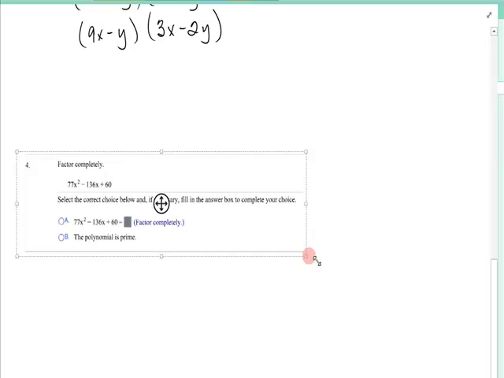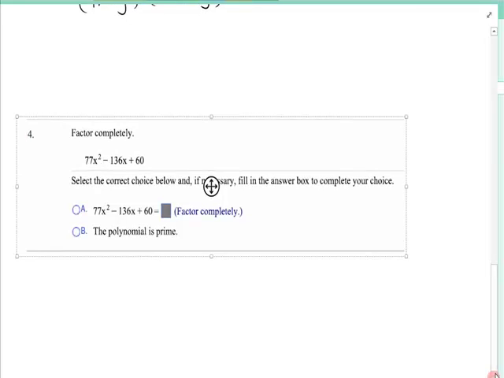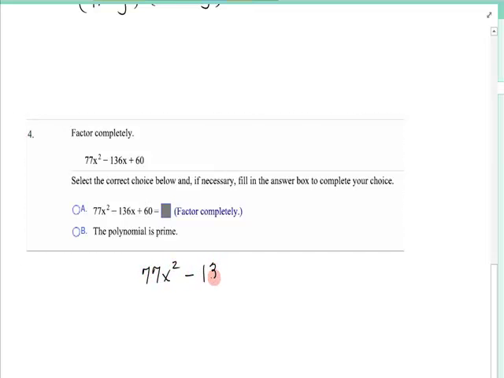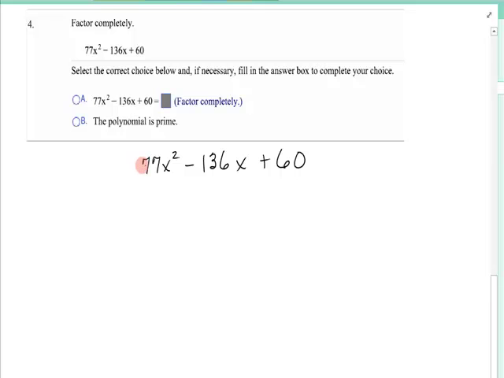All right, this one looks a little bit small. Let me make it a little bit bigger. And these numbers look kind of big. So I have 77x squared minus 136x plus 60. Alrighty. GCF. No, I don't see any. So I'll go try my trial and error. Signs. Last sign is positive, means plus plus or minus minus.